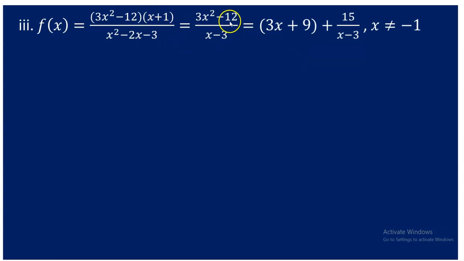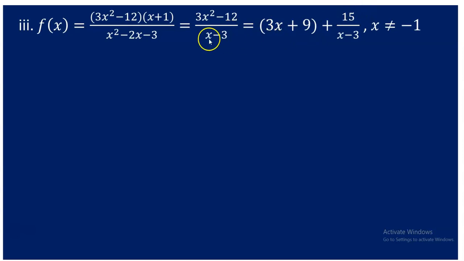Now we have this expression, and when we divide this by this using long division, we can have 3x plus 9 plus 15 over x minus 3. Students, just apply the long division technique. You will obtain this to be the quotient, and the remainder will be 15.